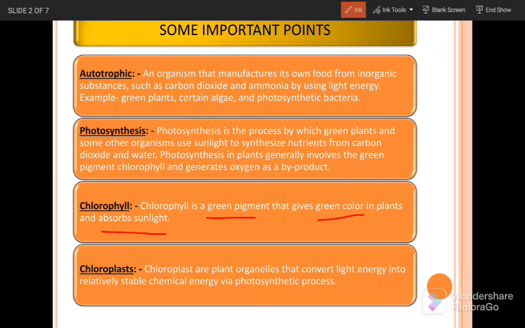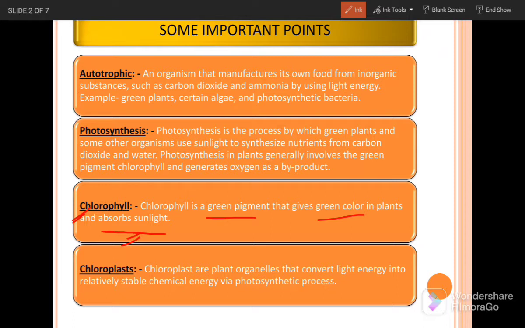Chlorophyll absorbs sunlight, and sunlight is the main source for the production of food in the plant. Without sunlight, plants cannot make their food by photosynthesis, and to use that sunlight, chlorophyll absorbs it. Its function is to absorb sunlight and provide green color to the plant.